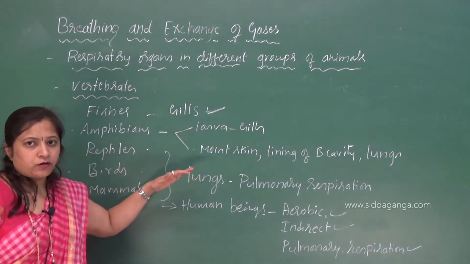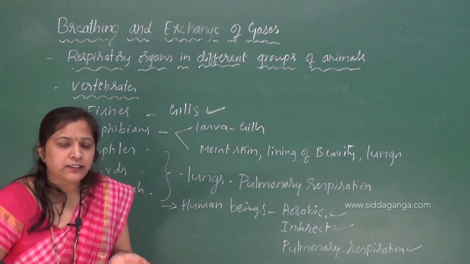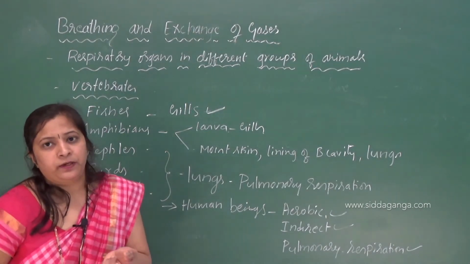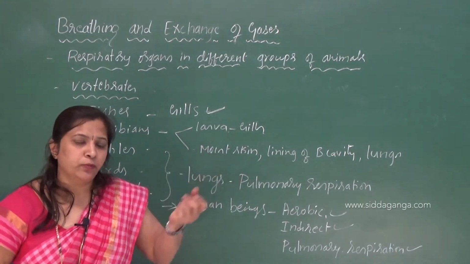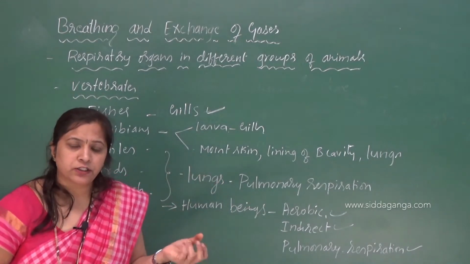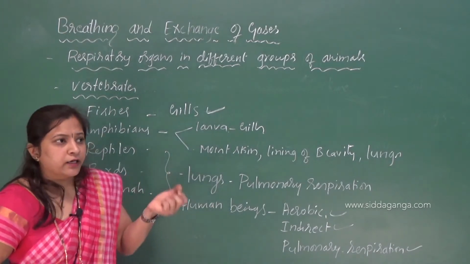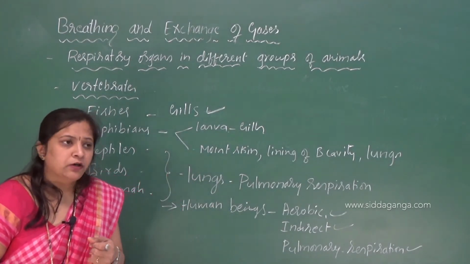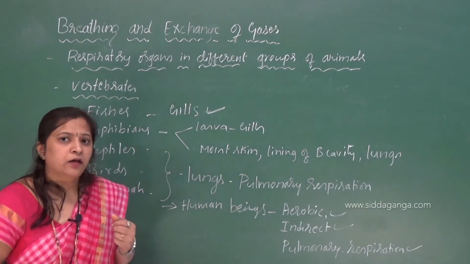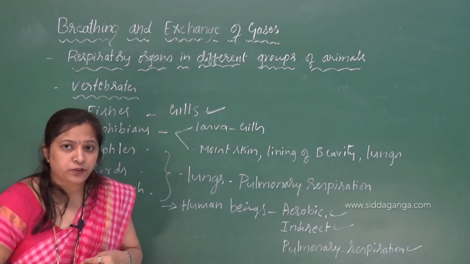So all of you understood the concept clearly. Today you learned what is respiration, what is breathing, and the different types of respiration, that is aerobic respiration and anaerobic respiration. Aerobic respiration occurs in the presence of oxygen, anaerobic respiration occurs in the absence of oxygen. In aerobic respiration there are two types, direct respiration and indirect respiration. And what are the respiratory organs in different groups of animals.